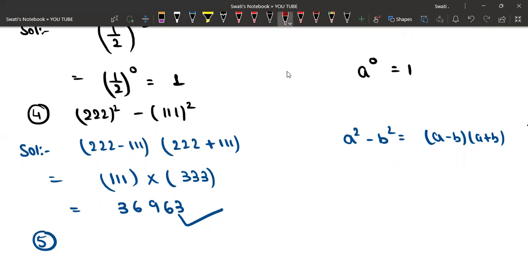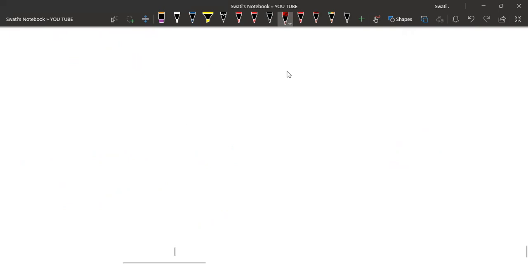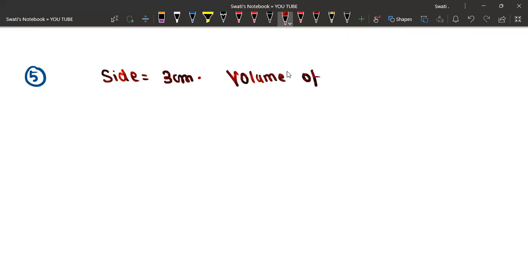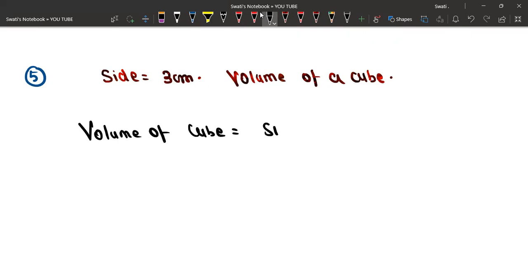Okay, so in the fifth question, we need to find out the volume of a cube if the side is given as 3 centimeter. What do we have to find? We have to find the volume of a cube. So this is again very simple. We just need to use the formula that volume of a cube is a cube, or we can say side cube.